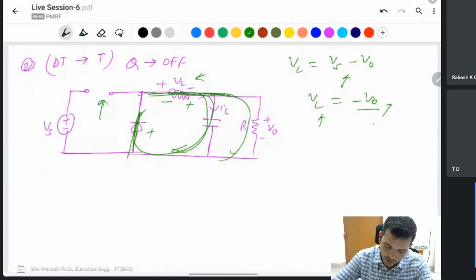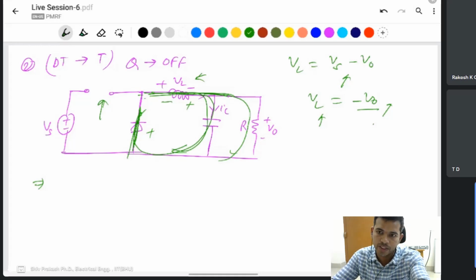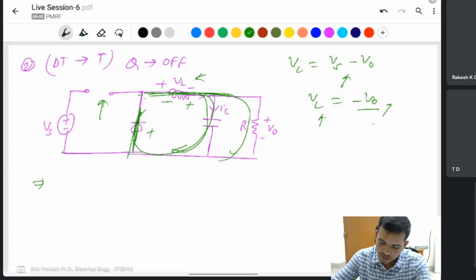Sir, could you discuss in detail: when the switch is off, what is the voltage applied across the diode? VL minus V naught, sir. Is it VL minus V naught? When the switch is off, the voltage appearing across the diode is VL minus V naught, is it? Yes.